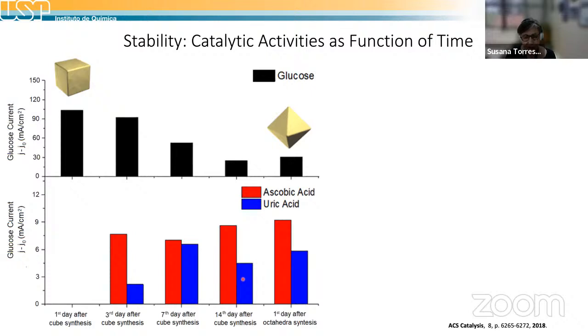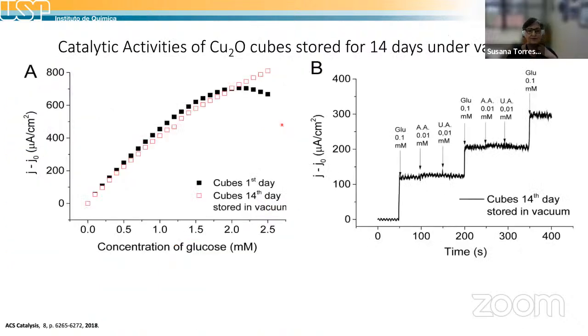And obviously, I am not going to enter into the details here, but it is related to a loss of this structure. We are losing the 100 structure, passing to 111. And evidently the electrochemistry feels that. You can see here, for example, the cubes of the first day and the cubes on the fourth day. But if we store this in vacuum, so we avoid oxygen, in this case we have no change in the catalytic activity, and the selectivity also remains.